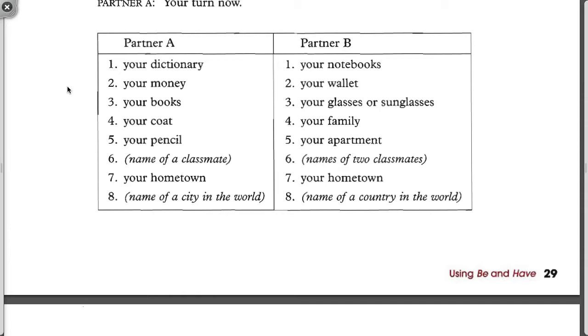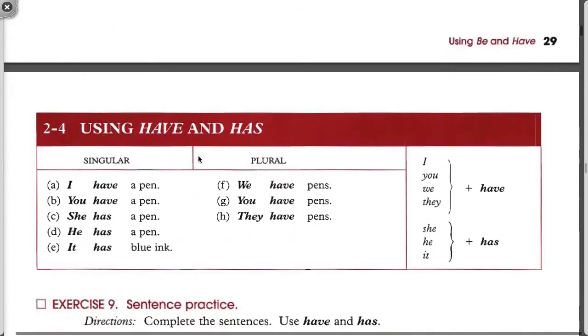Again, we're practicing questions using where. So here would be where is your dictionary? Where is your money? Where are your books? Where is your coat? Where is your pencil? Okay. So I encourage you to find a partner and really practice these questions, okay? Let's just keep moving now to grammar point 2-4.